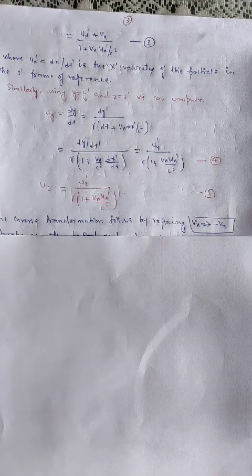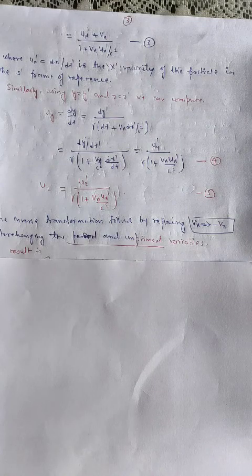In a similar fashion, uz is equal to uz prime divided by gamma times 1 plus vx ux prime divided by c square. This is equation number 5. The inverse transformation is obtained by just replacing vx with minus vx and interchanging the primed with the unprimed variables, and the unprimed variables with the help of primed variables.